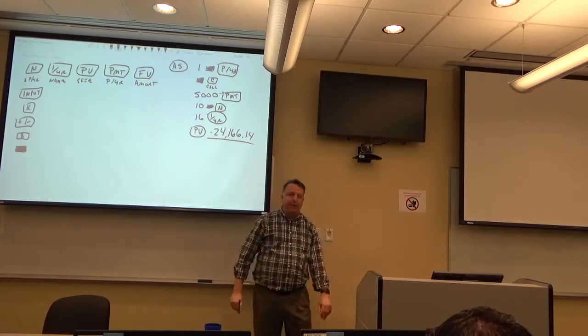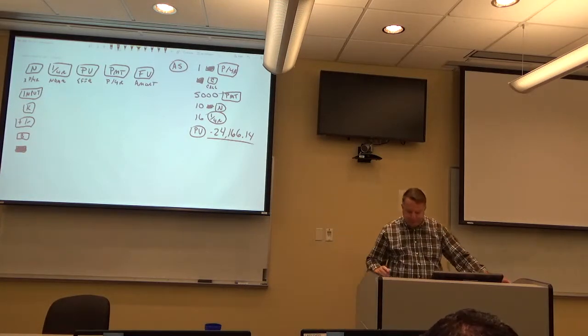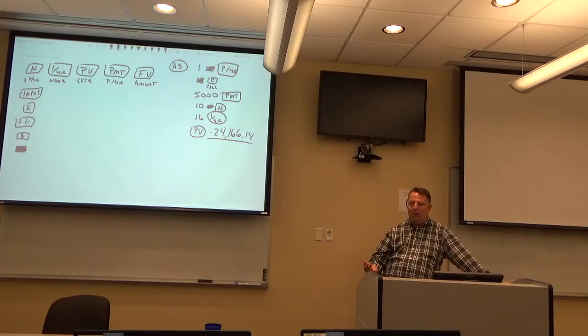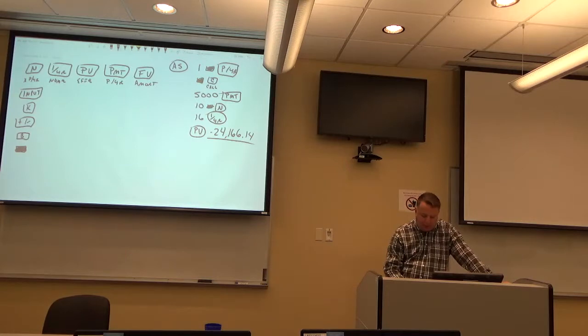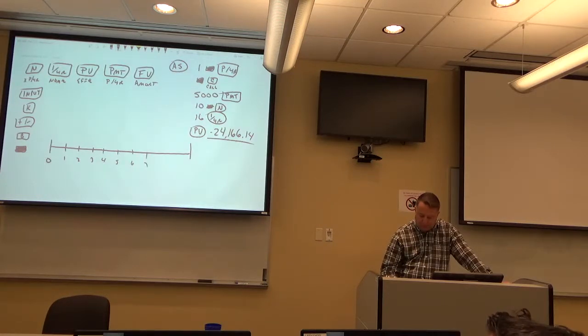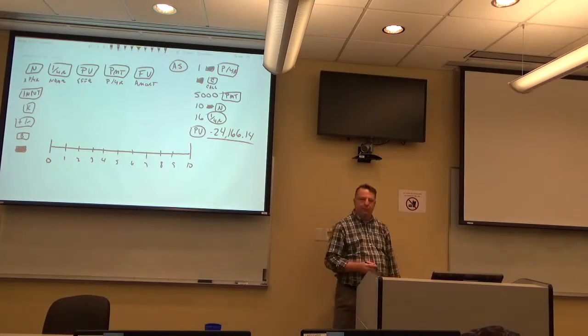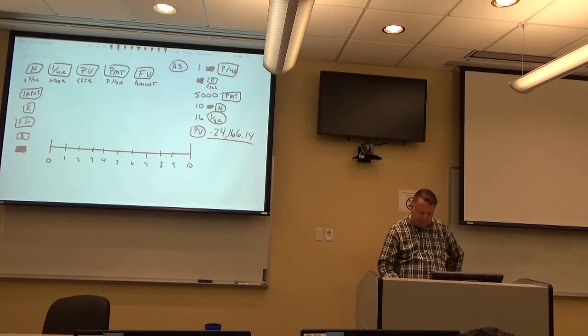Now, one of the things I like to do, just to visualize what's going on here, is draw what I would call a timeline. Starting with your 0, going 1, 2, 3, 4, 5, 6, 7, 8, 9, and 10, for 10 years. Okay, so what is actually taking place here? He is receiving $5,000 a year.